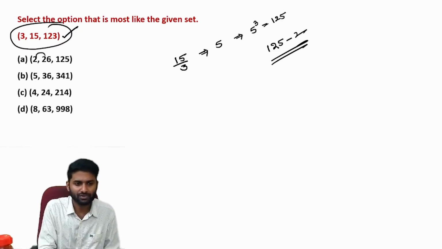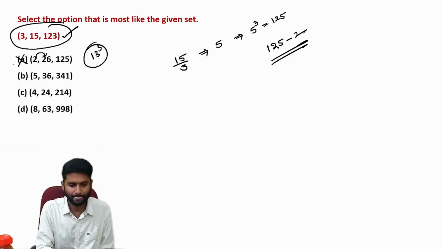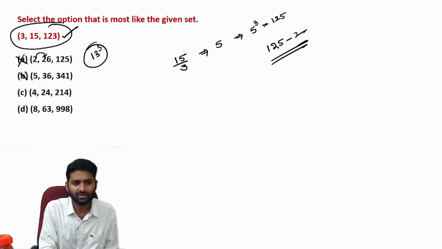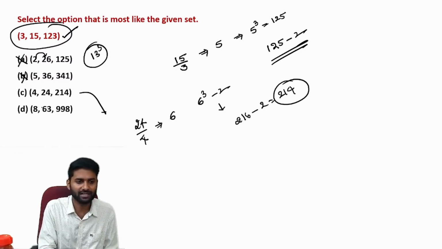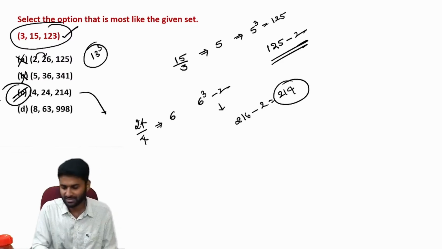Let's go through that. 26 divided by 2 becomes 13. 13 cubed is a 4-digit number, so it can never be 125. Next one, 36 is not at all divisible by 5. Let's go through this relation. If 24 is divided by 4, you will get the quotient 6. Cube of that number minus 2. 6 cubed is equal to 216, minus 2 is equal to 214. So it satisfies that condition. That's why C is the suitable answer.